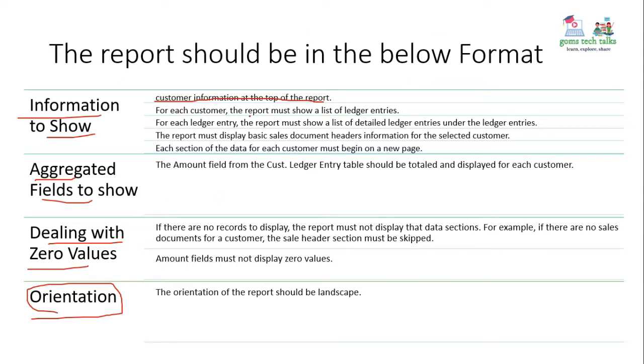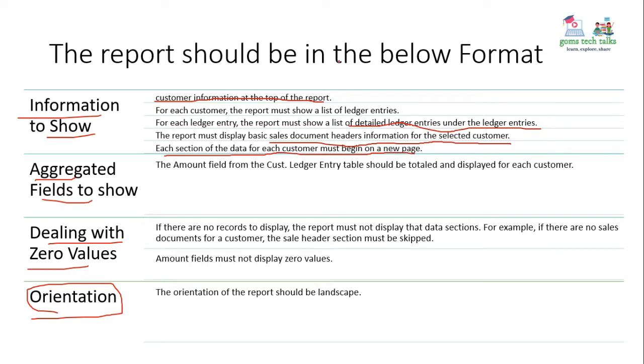For each customer, the report must show a list of ledger entries. Okay, what is the ledger entry? So it should show the ledger entry. For each ledger entry, the report must show a list of detailed ledger entries under the ledger entries. The report must display basic sales document header information for the selected customer, and each section of the data for each customer must begin on a new page.